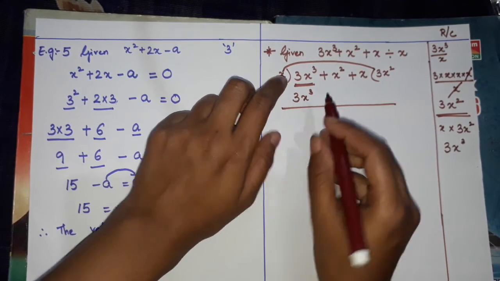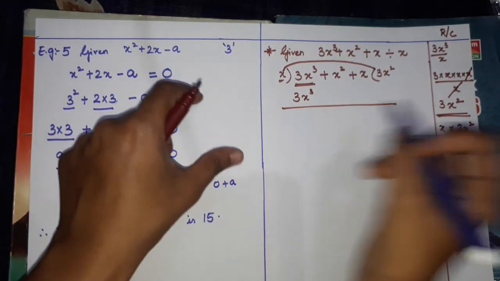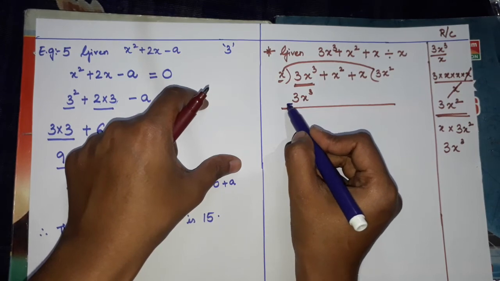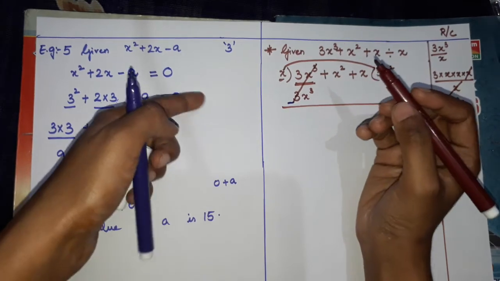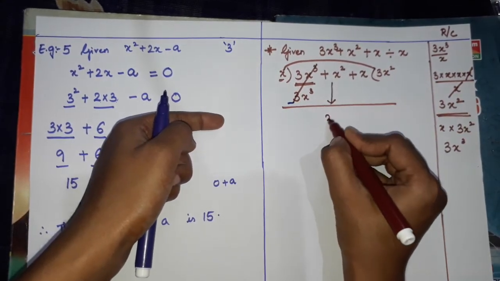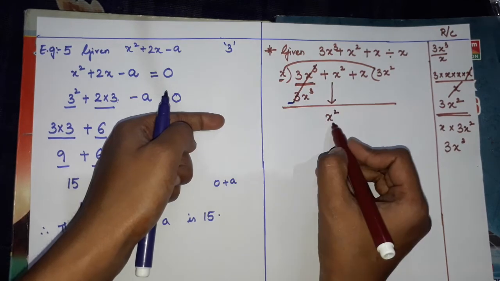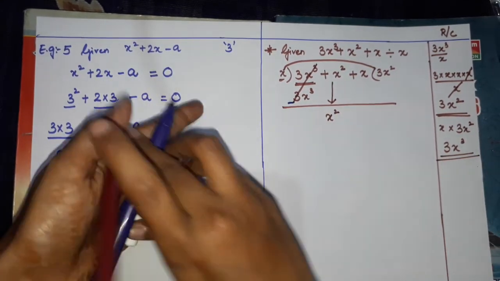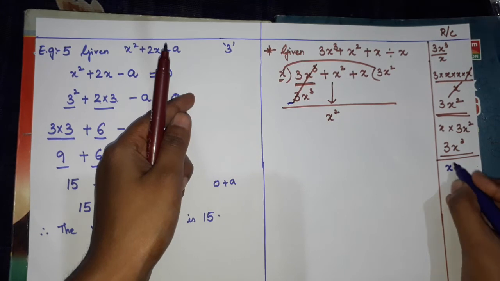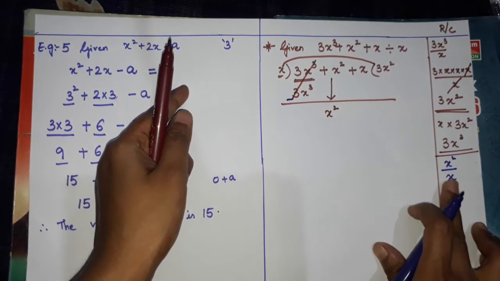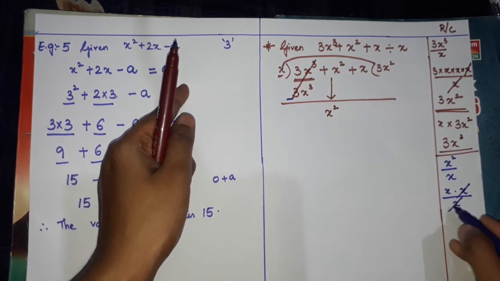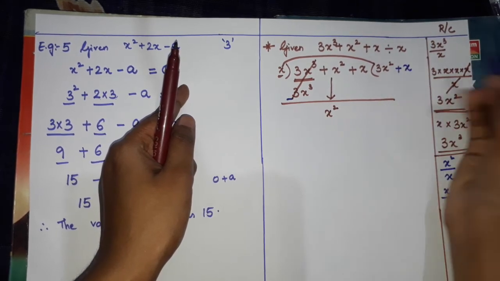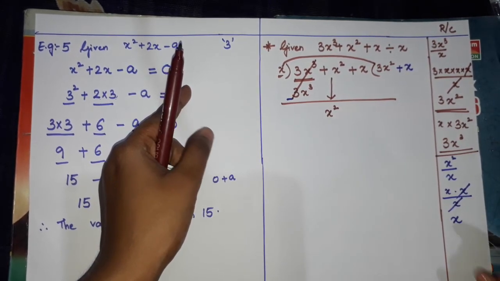Then what should I do? I should change the signs now. Here the sign is plus, so it will become minus. I should cancel it simply. Then I should take this one down, that is x square. Now same thing. x square divided by x. So x how many times should I take? x into x divided by x. x cancels. I am remaining with x. So it is plus x you should write. Are you understanding? Plus x I should write.